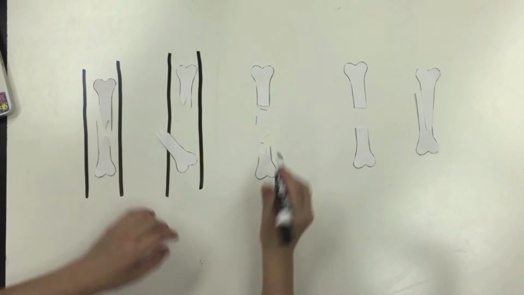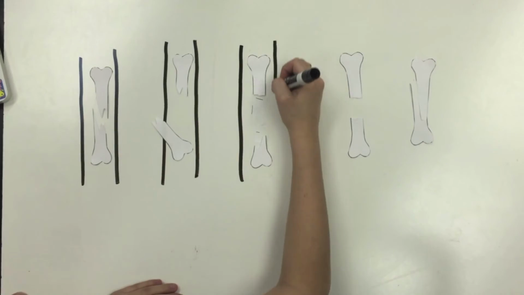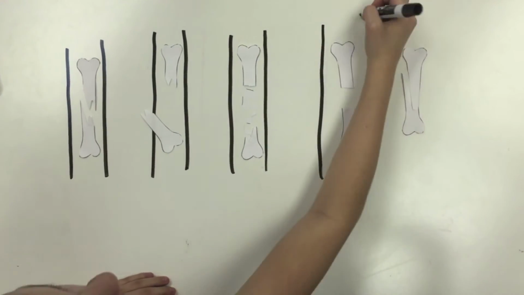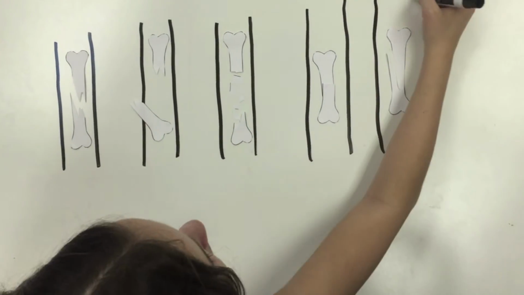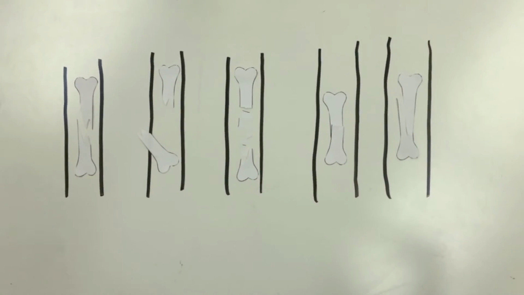Comminuted. Bone shatters like broken glass. Impacted. Bone pushes into itself, resulting in a shortened, compacted bone. Green stick. Bone breaks diagonally and not completely, like a still green stick.